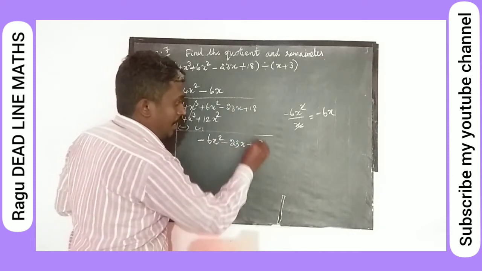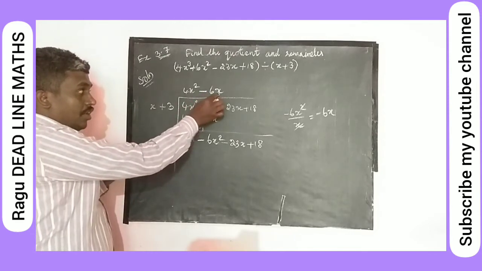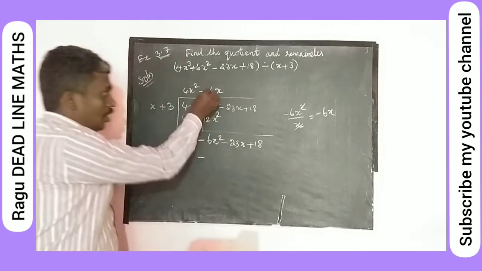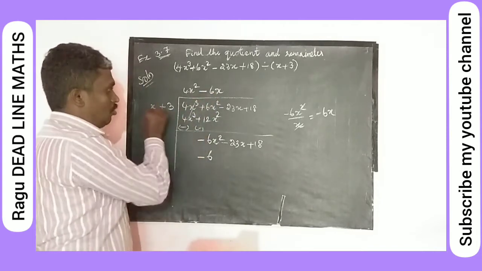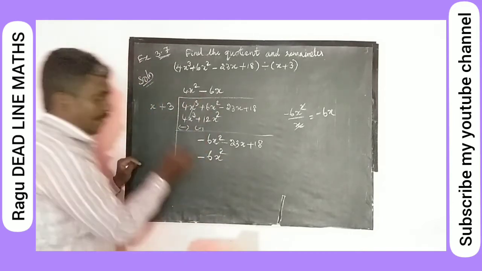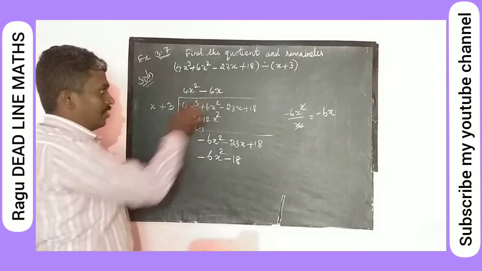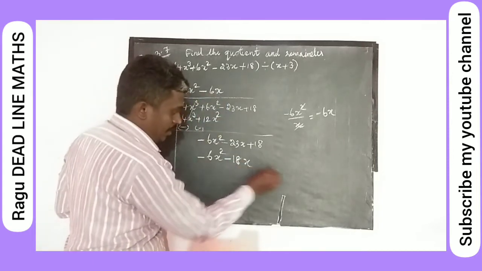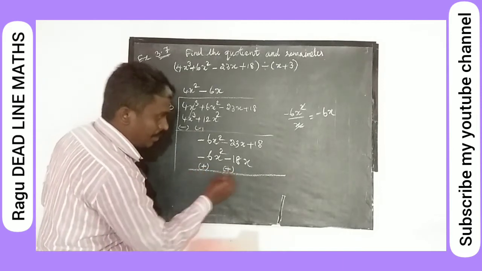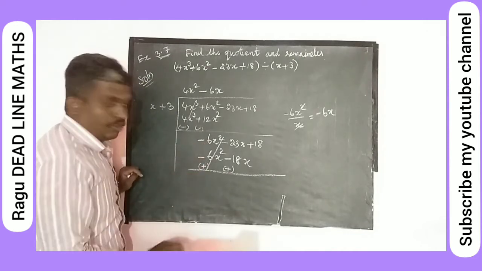23x plus 18. So here we have minus 6x. Now you multiply this minus 6x with these two terms and write here. Minus 6 into 1 is 6, x into x square. The first term is over. Next, minus 6 threes are 18, into x. Again, in the same way you change the sign. Minus 6x square, then plus 6x square.